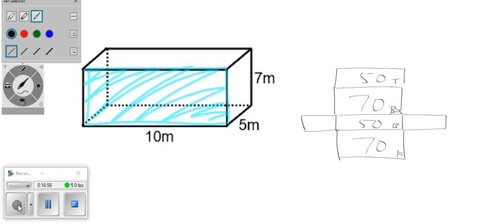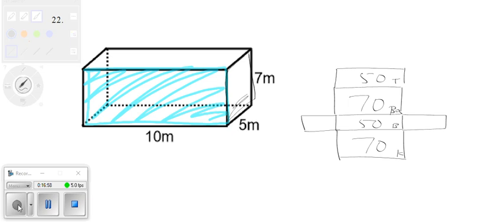And finally, our last one, I won't highlight, I'll just kind of shade it in there. What's the area of that right and left? 35. So that'll go in right and left. 35 and 35, 70, 210, 310. Your surface area equals 310 meters squared.